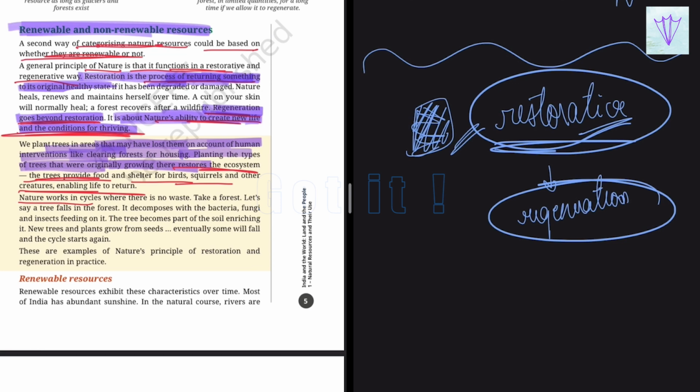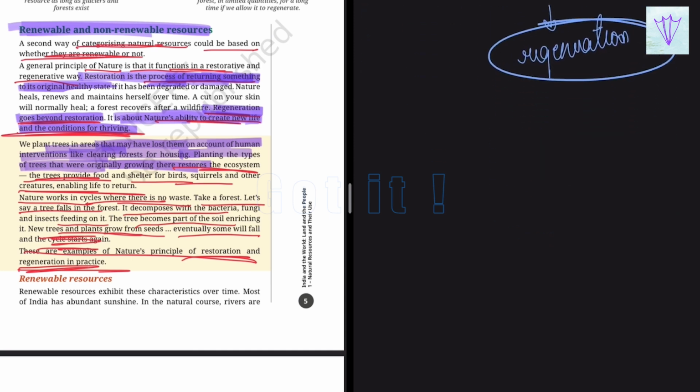So nature works in cycles where there is no waste. Let's take a forest. Let's say a tree falls in the forest. It will decompose with bacteria, fungi, and insects feeding on it, and the tree becomes part of the soil, enriching it. So new trees and plants grow from seeds. Eventually, some will fall and the cycle will start again. So these are the examples of nature's principle of restoration and regeneration in practice.